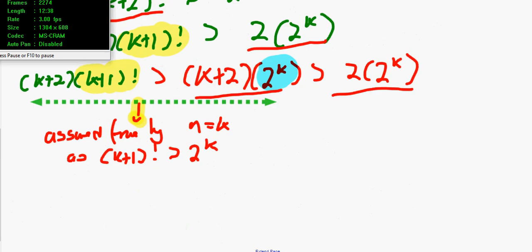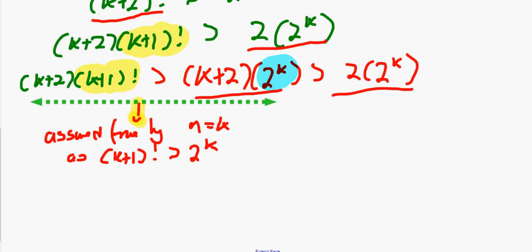Alright, next thing we're going to do is this. We assume that the yellow number is bigger than the blue number by step 2. Now the goal is to prove that the middle part is bigger than the right hand part.